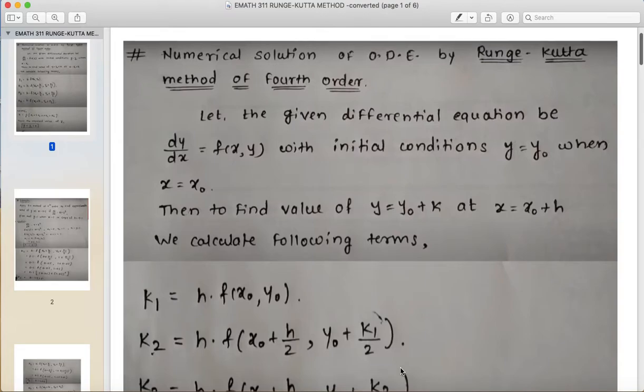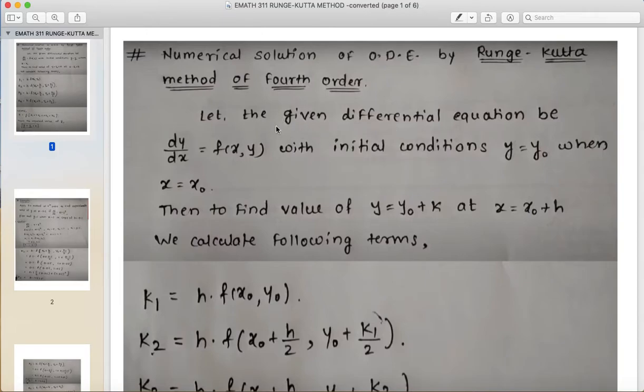Right now, we will talk about the numerical solution of ordinary differential equations by the Runge-Kutta method of fourth order. The Runge-Kutta method is a general method for numerical solution of ordinary differential equations, and methods such as Euler's method and Euler's modified method are particular cases of Runge-Kutta method. So this is the fourth order, and right now we will start.